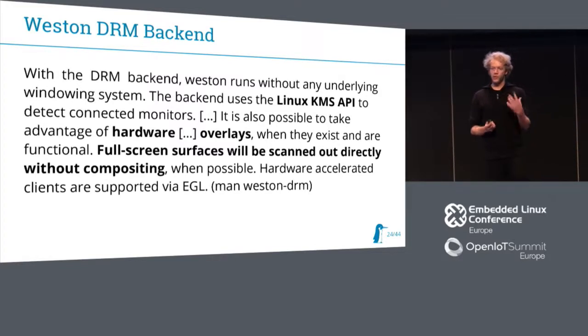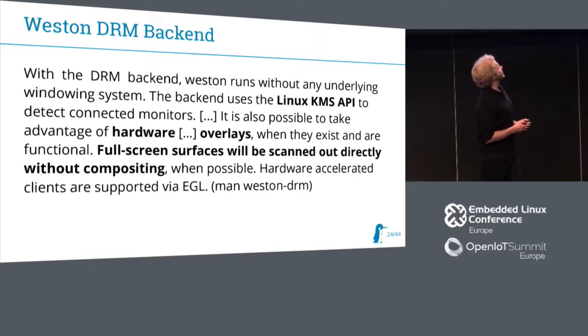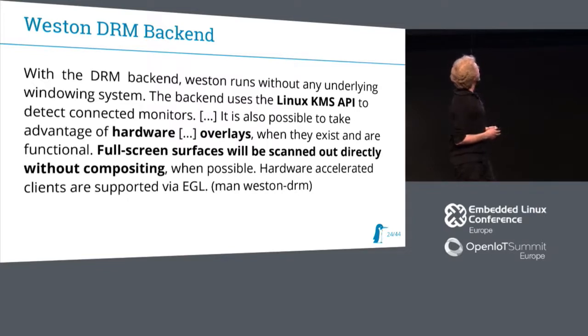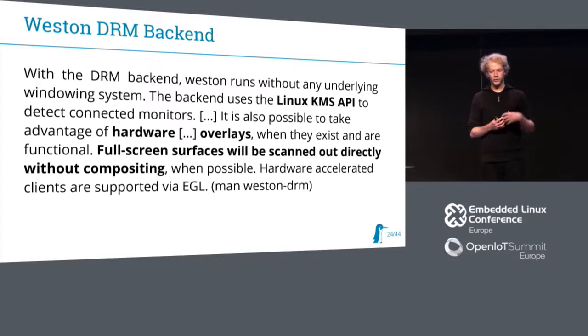Furthermore, if you look into Weston, we see the DRM backend, which uses the Linux KMS API. So it's exactly using the displays or the DRM drivers for the displays. And if we look into the man page for that, it's again stating that it's able to use hardware overlays. And what's very interesting is that full screen surfaces will be scanned out directly without compositing. So we might even be able to avoid using the GPU for our compositing here, which again saves memory bandwidth.